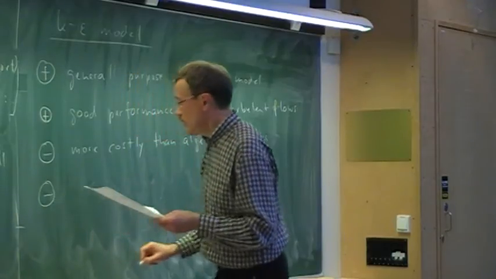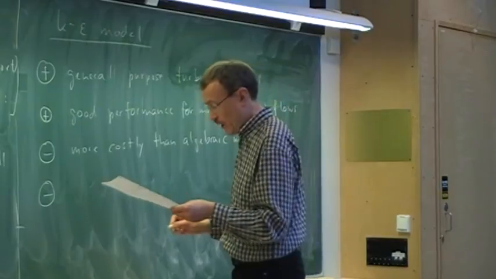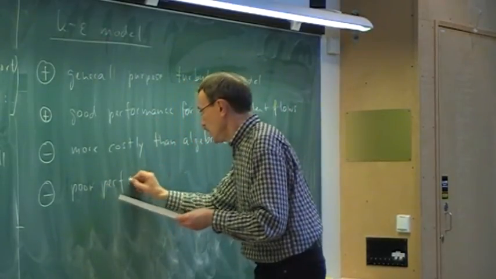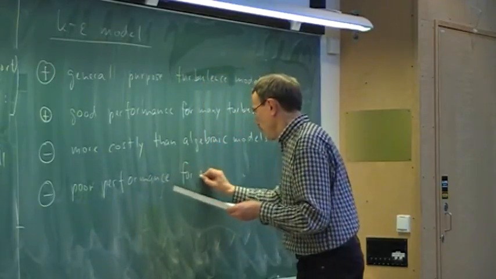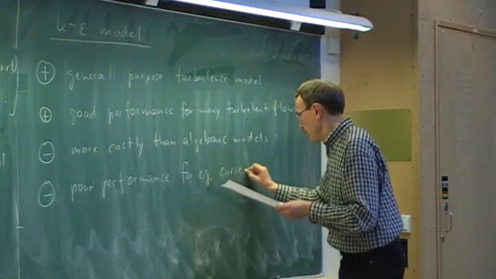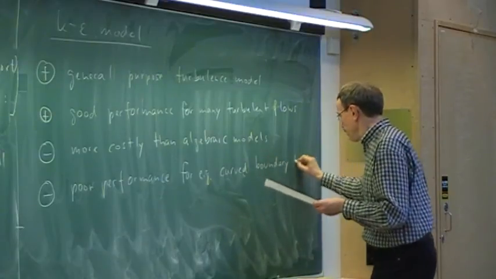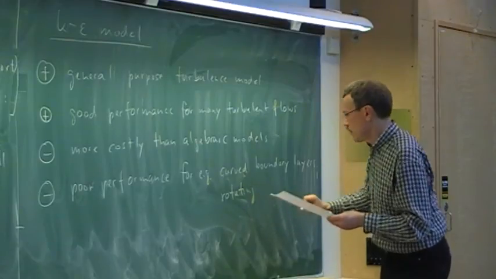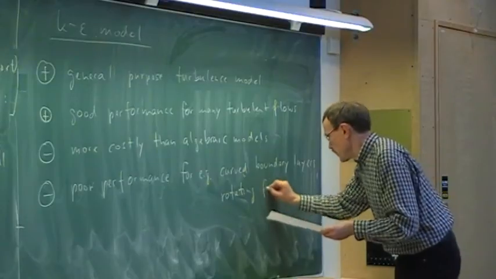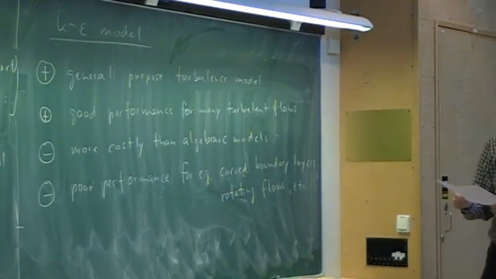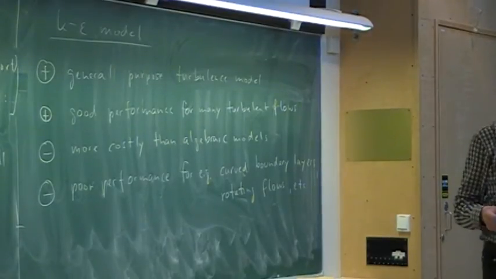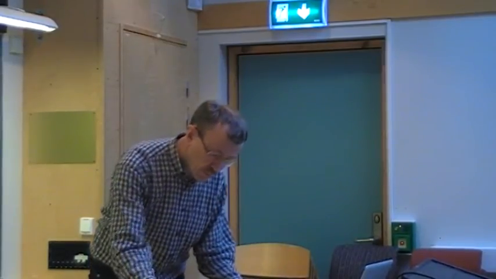And it is known that it gives poor results for curved boundary layers and rotating flows. So in general they have a good performance, but here we also have examples where it is not so suitable, for example curved boundary layers and rotating flows. And there are other examples too. You can find more on that in both the textbook by Fletcher et al. and the textbook that is relevant for this part of the course, Versteeg and Malalasekera. So that is then the two equation models.